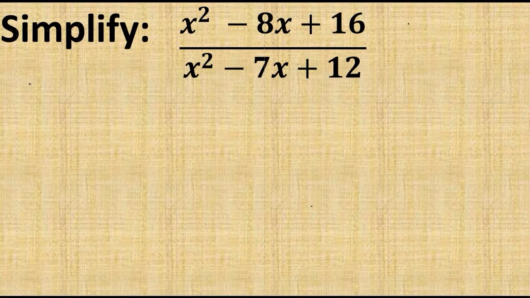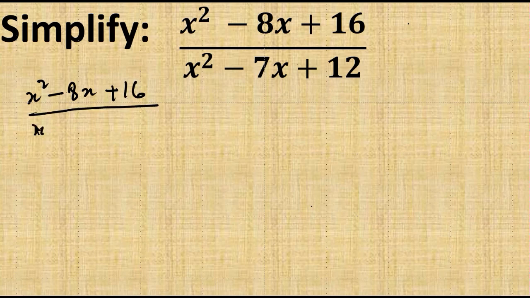Hi, welcome back. Our question wants us to simplify x squared minus 8x plus 16 over x squared minus 7x plus 12. Now, I'll take them one after the other because they are both quadratic equations. We need to factorize them and break them down a little bit.